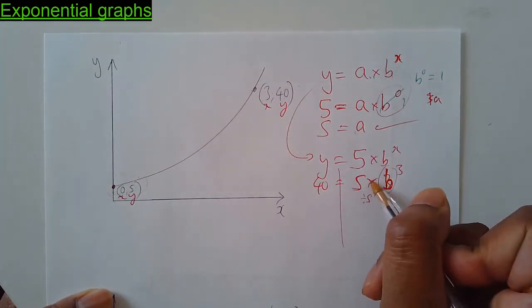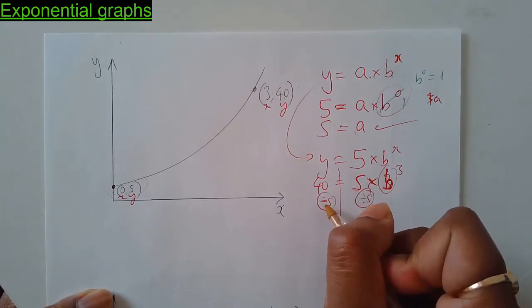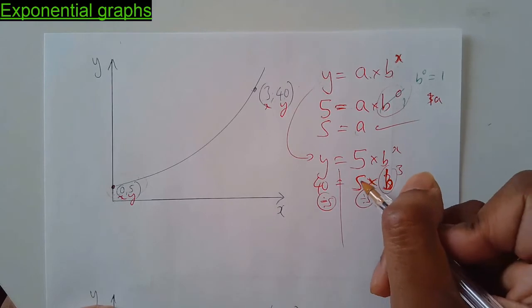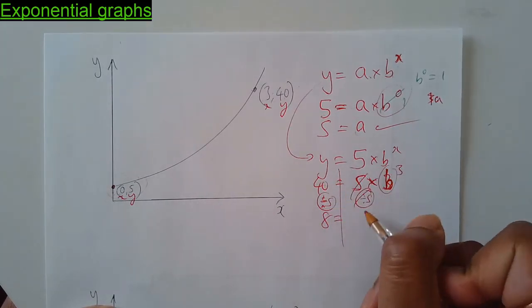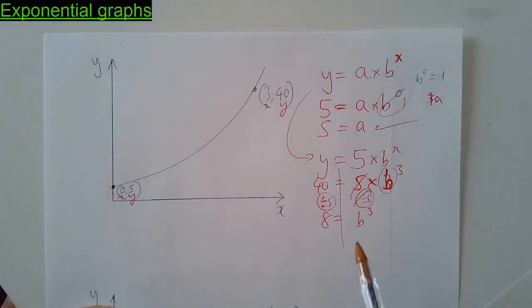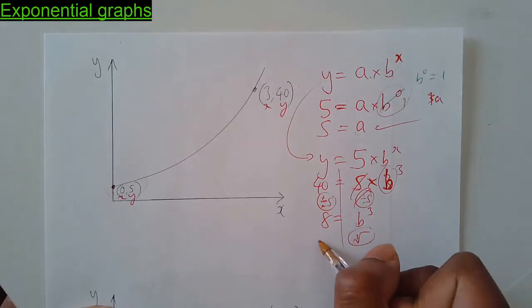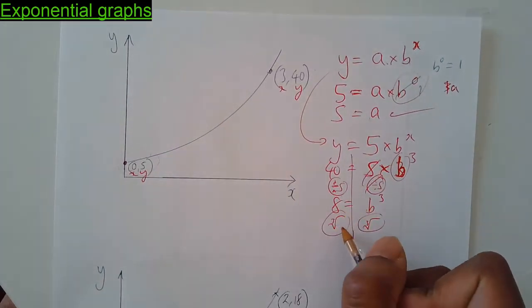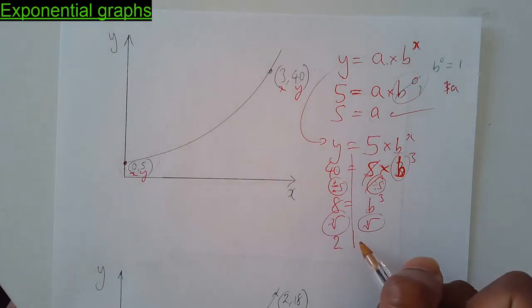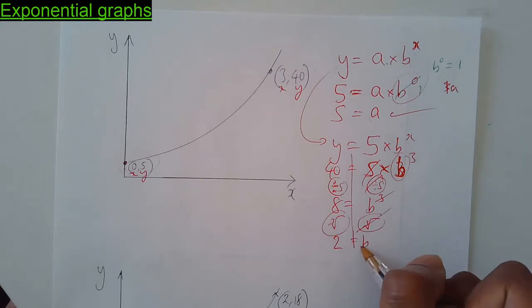To get rid of the 5 times, we need to divide by 5. What you do this side, do on this side as well. 5 knocks out 5. You're left with 40 divided by 5 is 8. Something to the power of 3 is equal to 8. Now to get rid of cubing, the opposite of cubing is cube root. What you do this side, do on the other side. The cube root of 8, you can do that on the calculator if you don't know, but the cube root of 8 is actually 2. And then that cube root knocks out the cubing, and you're left with b. b is equal to 2.